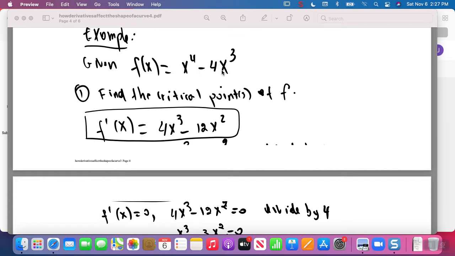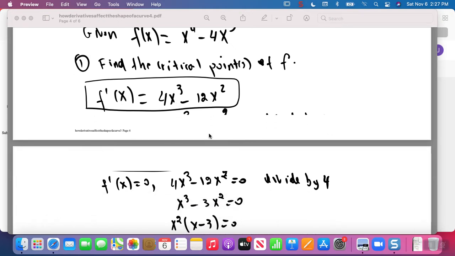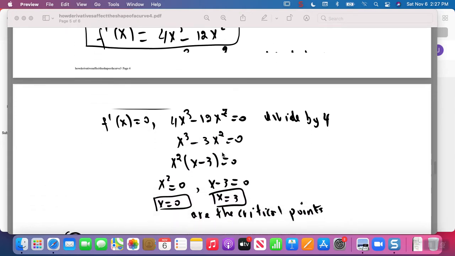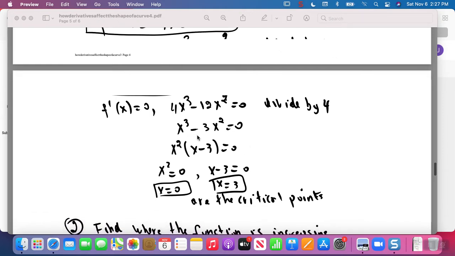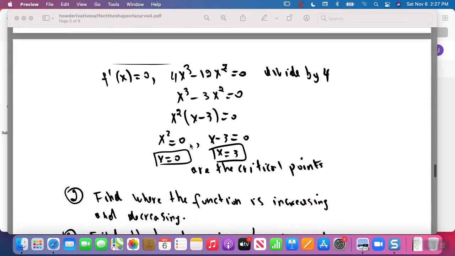So when you take the first derivative, we get 4x cubed minus 12x squared. We set it equal to 0 and then solve for x. After setting this equal to 0, we have a common factor, which is 4. We can divide by 4. So we get x cubed minus 3x squared equals 0. When you look at these two terms, x squared is a common factor. So do not divide by x squared, because x squared is a variable.